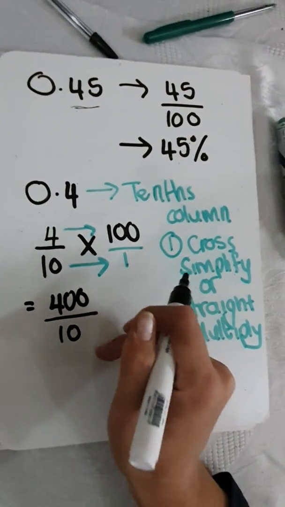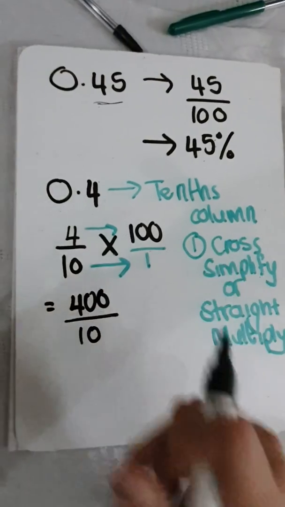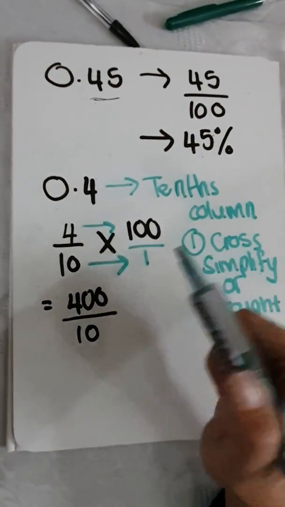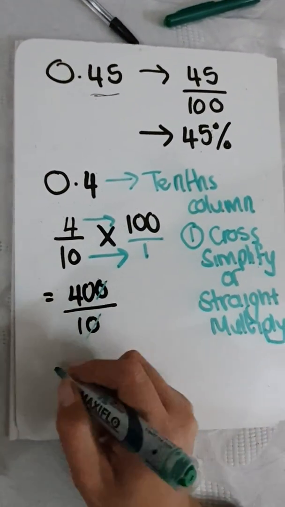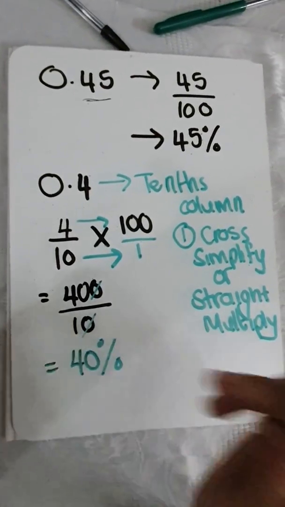At this point, it's still not a percentage, and that means we then need to divide. If you are not sure on how to divide, you can do one of two methods. So you could cross out our zeros, and that means we are left with 40%.